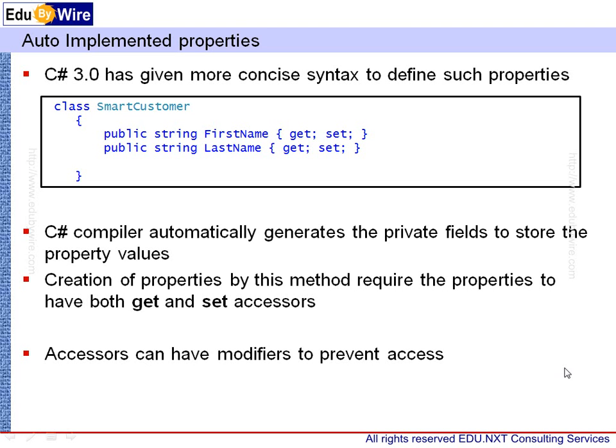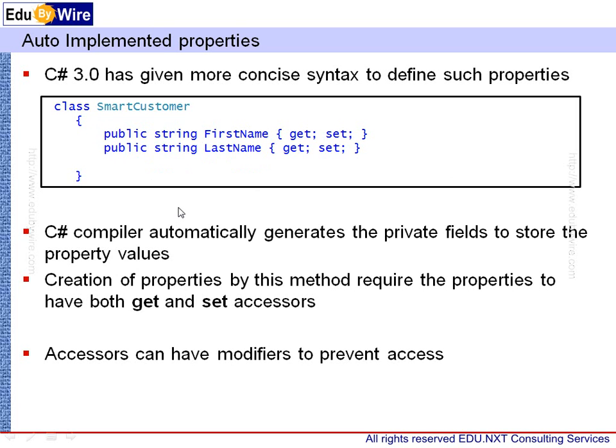Let us now learn more details about auto-implemented properties. As we have seen, C# 3.0 has given us more concise syntax to define properties. So, auto-implemented properties is mainly for concise syntax for trivial properties which we have to implement. Now here you can again see the example, class SmartCustomer, and the property definition is almost on one line. So this is how it offers us a very concise syntax.